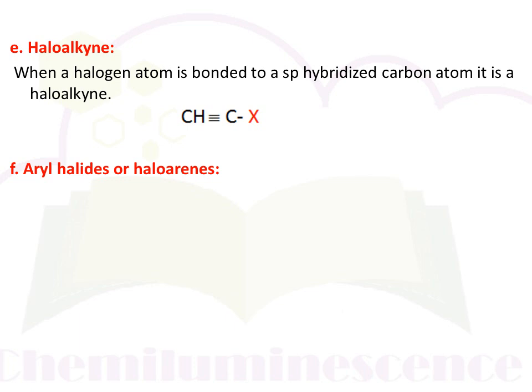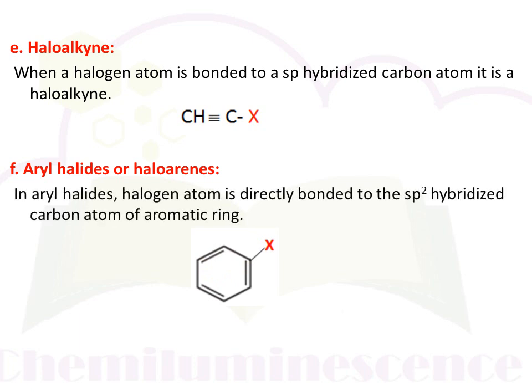The word aryl is used for aromatic compounds. Again, the word arene is used for aromatic compounds. The name itself shows what it will be. So when a halogen atom is bonded to an arene, that is an aromatic compound, it is called haloarene. This is the example. It means when a halogen atom is directly bonded to an aromatic compound, it is called aryl halide. So this is the example or definition of aryl halides. So this is all the classification of halogen derivatives.